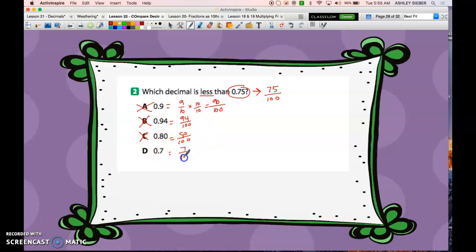This is 7/10, which is the same as 70/100. So D is my correct answer. 70 hundredths is less than 75 hundredths.